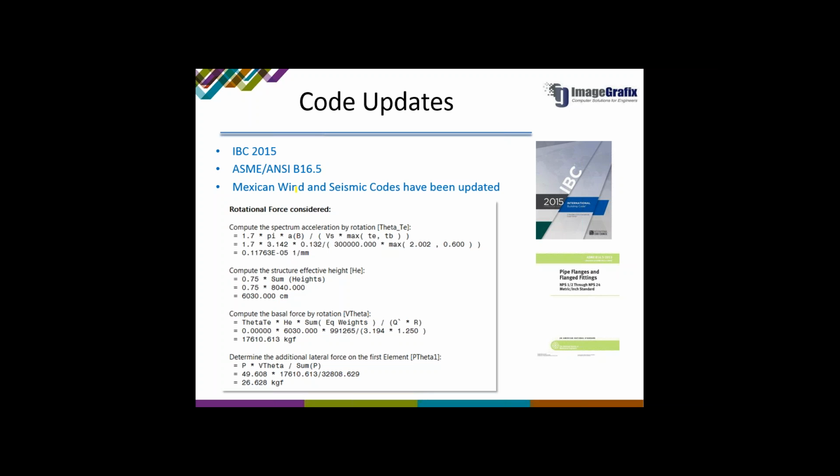So now it has been updated and the software calculates the structural height for the entire length of the vessel. So that has been updated in IBC 2012. Okay, so that was a bug which got fixed in this version. Then they updated the B16.5 for flanges. They updated all those codes, and Mexican wind and seismic codes have been updated. Okay, so all those changes have been done over here.